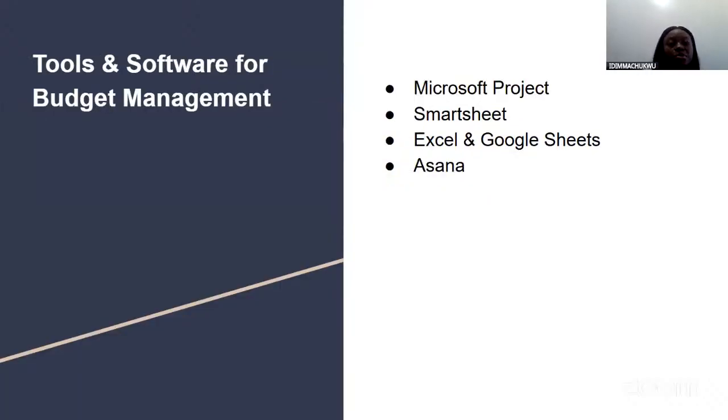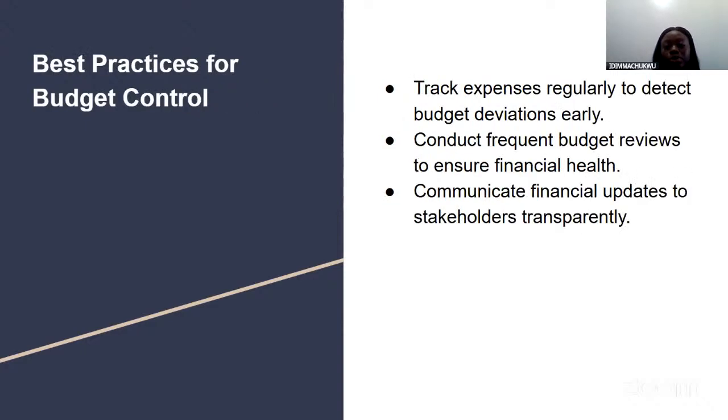Now, tools and software for budget management. We have Microsoft Project, Smartsheet, Excel and Google Sheets, and Asana. Best practices for budget control. One, track expenses regularly to detect budget deviations early. Two, conduct frequent budget reviews to ensure financial health. Three, communicate financial updates to stakeholders transparently.